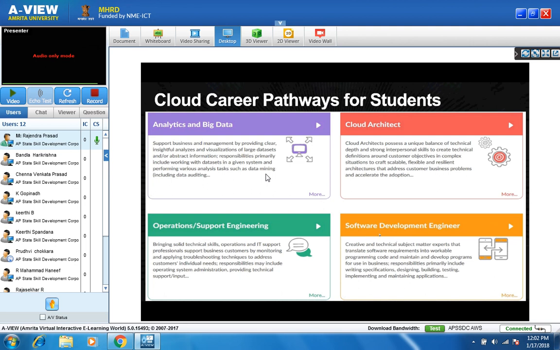This is for a developer or cloud application development, and operations is for system administration. System administration and application development, these are the two pathways that we will be talking about, and out of these two, I will finalize only one based on your skill set. We will have a formal review, and after that one of these two will be finalized, and the same thing has to be covered even for students.